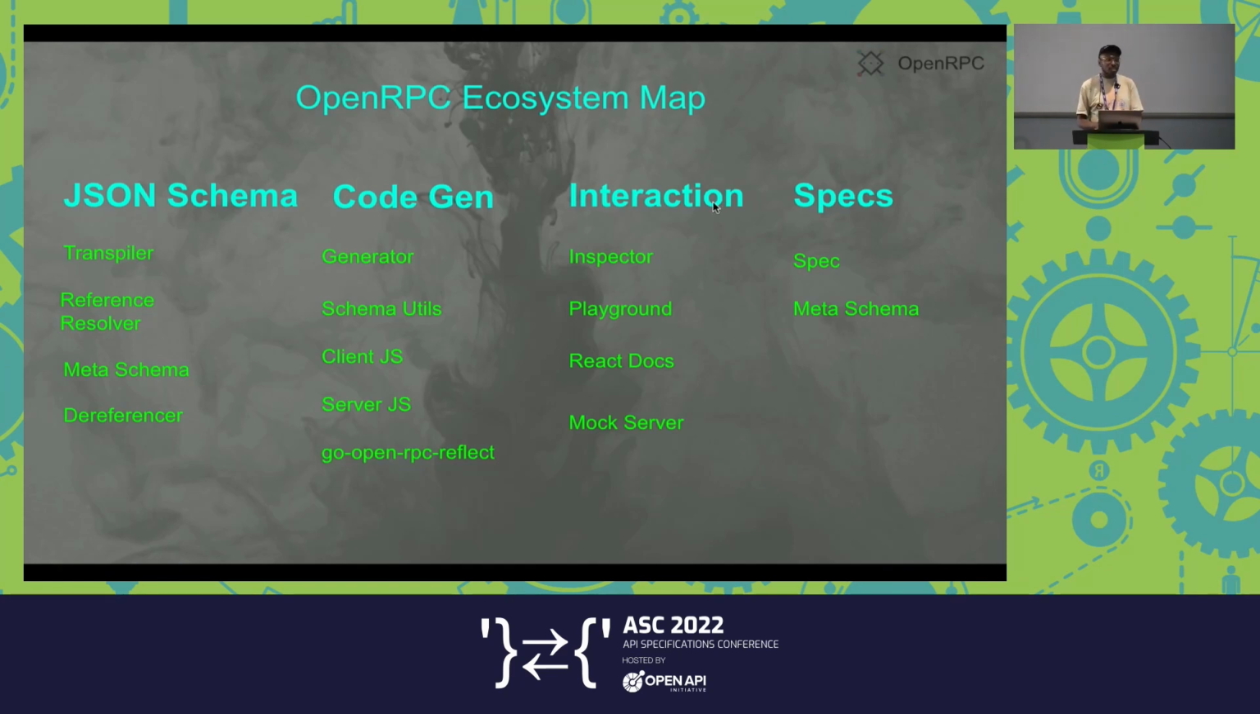And then on the interaction side, we have Inspector, which is like a GraphQL interface for your JSON-RPC. We have the Playground, which is a place for you to play with your docs and to create them. We have React Docs, which is embeddable documentation. And then we have a mock server. And so we're going to do all the demos for that coming up.